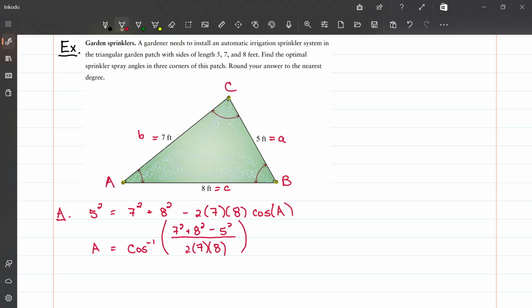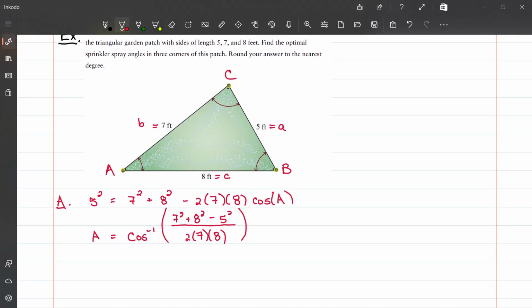Now, I always recommend, at least in the beginning, that you go ahead and calculate what's inside the arc cosine before you actually finish your calculations. I think that just makes it a little easier to avoid mistakes. So I'm going to go ahead and do that now. It looks like if I start simplifying the fraction that I have inside, I should wind up with 11 over 14 once we simplify.